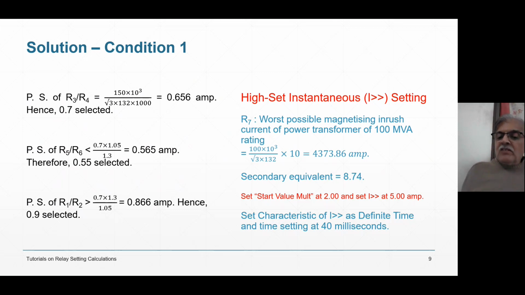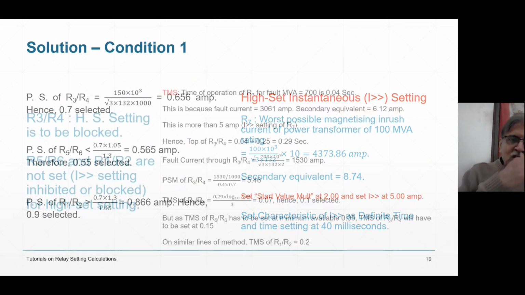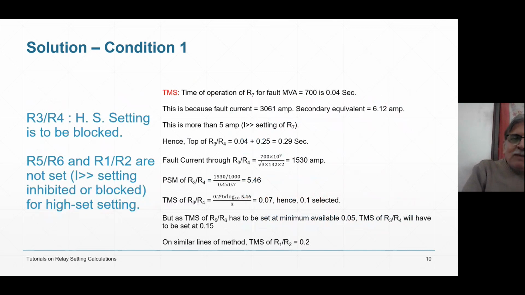Characteristic, I will take I double greater than definite time. There are many curves given, but I am taking definite time. And time setting, I am taking 40 milliseconds. That is practically instantaneous, 2 cycles. Try to understand. This is what I am doing. Going further, TMS for condition 1.